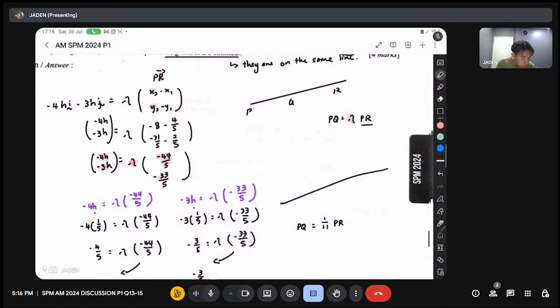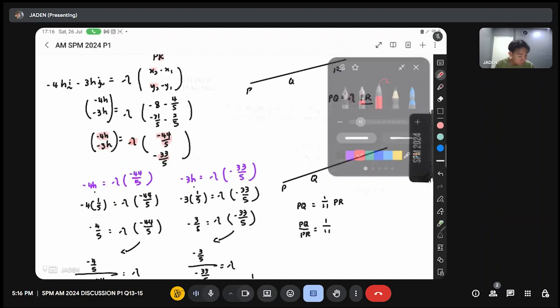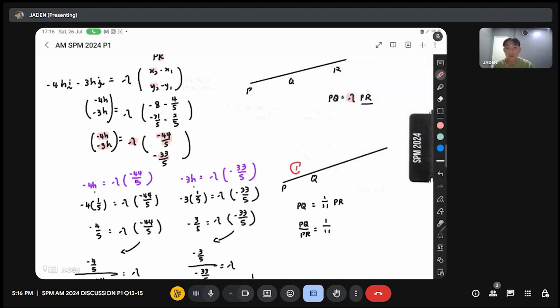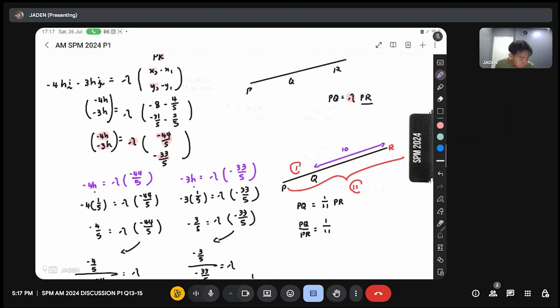So if you want me to interpret this based on a visual, now PQ equal to 1 over 11 PR. That means PQ over PR is 1 over 11. You could imagine that PQ only stands for 1 out of 11. So the whole entire line PR represents 11 in ratio, the proportion. So from Q to R all the way stands for 10 in ratio.